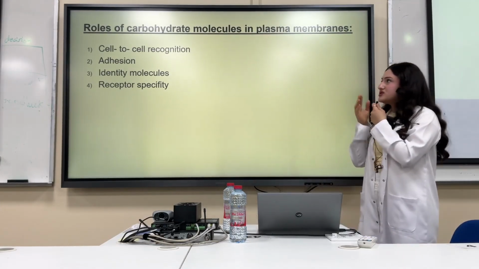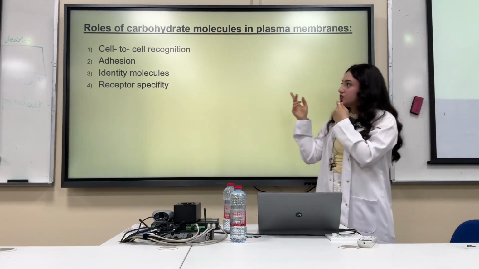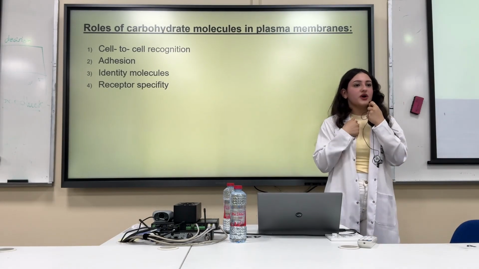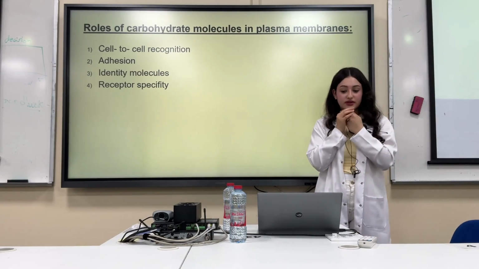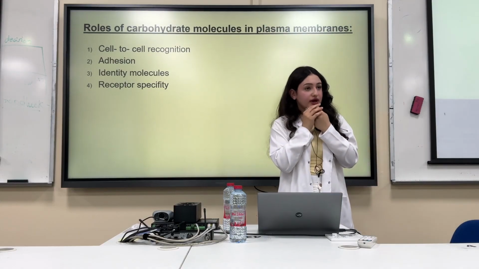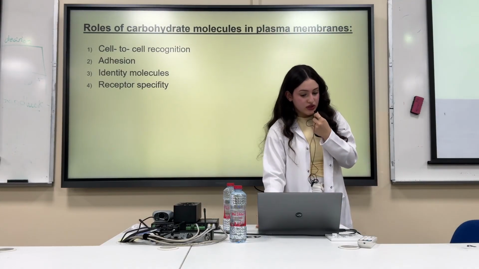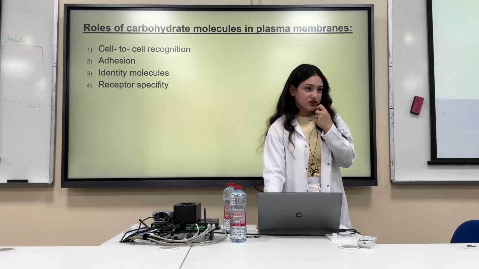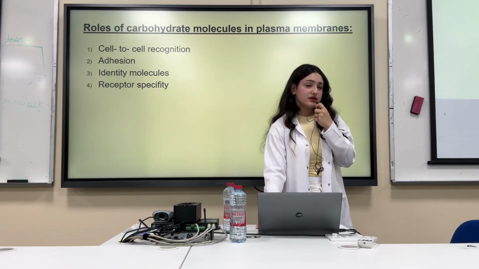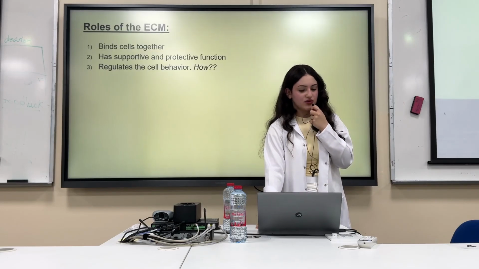This is very easy. The roles of carbohydrate molecules. We said cell-to-cell recognition. If my cell wants to recognize another cell, they need to have what? They need to have carbohydrates. And for adhesion, and for identity molecules, and receptor specificity. Our receptors are made of carbohydrates, by the way. And ligands are made of what? Ligands are made of what? Proteins. Focus. Okay.